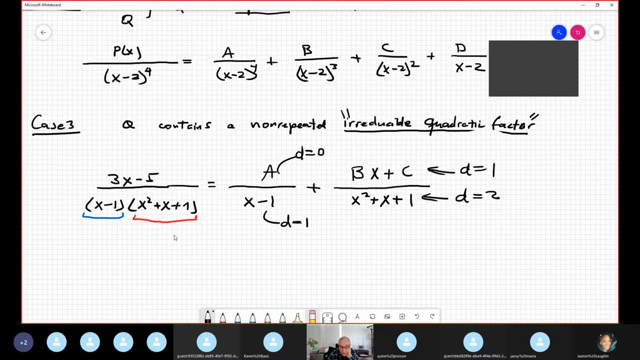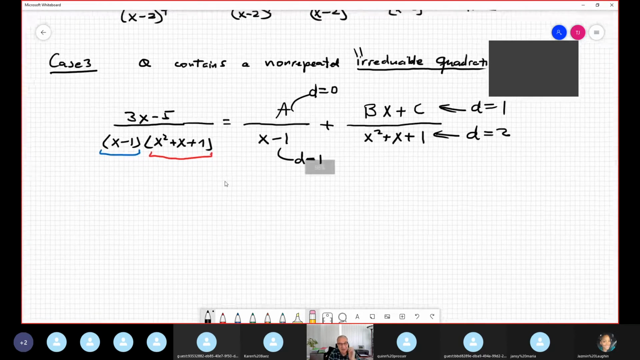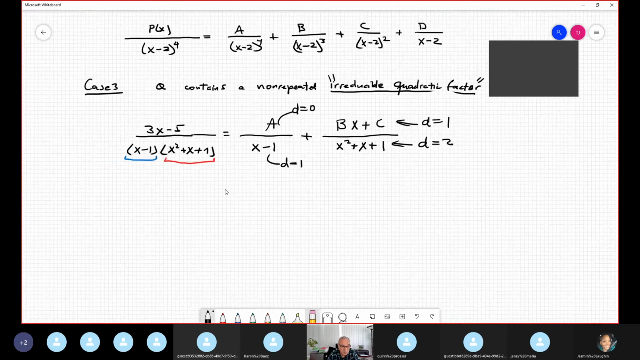Basically, the format for the partial fraction decomposition is as a fraction, but the degree of the top is 1 less than the degree of the bottom. Degree 2, degree 1, degree 1, degree 0. And that's it, no more complication. And case 4 very seldom happens. It is when you have the combination of case 2 and case 3.